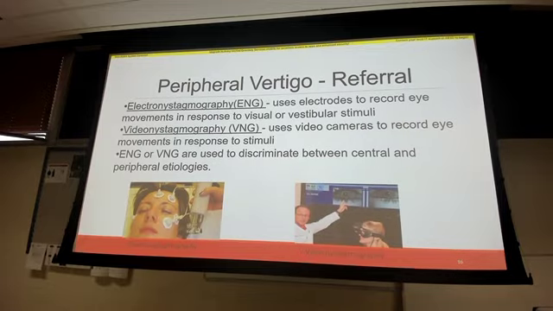Those are more specific for determining whether it is central vertigo or peripheral vertigo. Because remember, our Fukuda test or our Romberg test are physical exam tests we can do in clinic, but they're not that specific. So this is where the experts come in and do this testing for us.